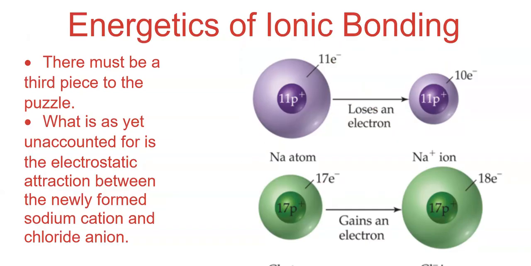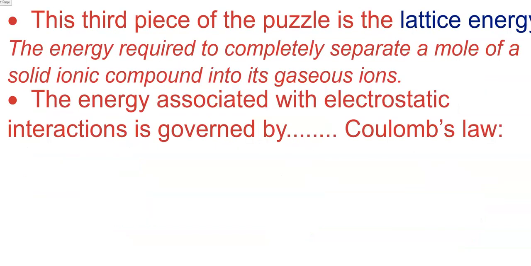The third piece of this puzzle is what we call lattice energy. It's the electrostatic attraction between the newly formed sodium cation and chloride anion. Basically these things are vibrating back and forth. The electrons are transferred and then they move towards each other, kind of like two cars moving towards each other, and then they stick together. Since they're no longer free to move and shaking around, they give out some energy, and we call that the lattice energy.